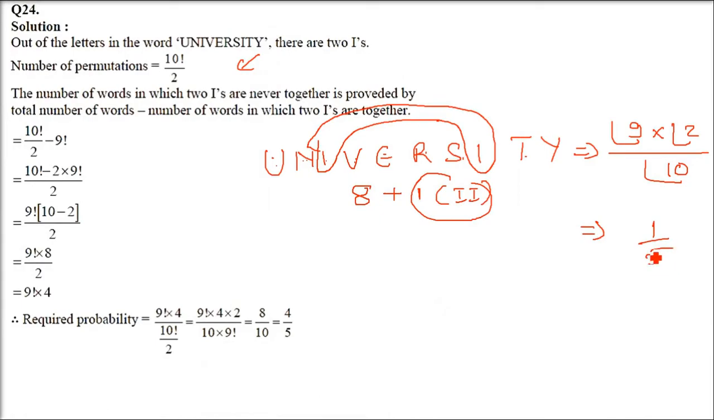But this is the probability of I's coming together. The question is asking that two I's should not come together. So we just subtract it from 1. 1 minus 1 by 5, and that is going to be 4 by 5. This is also a method which is shown here. You can also try this.